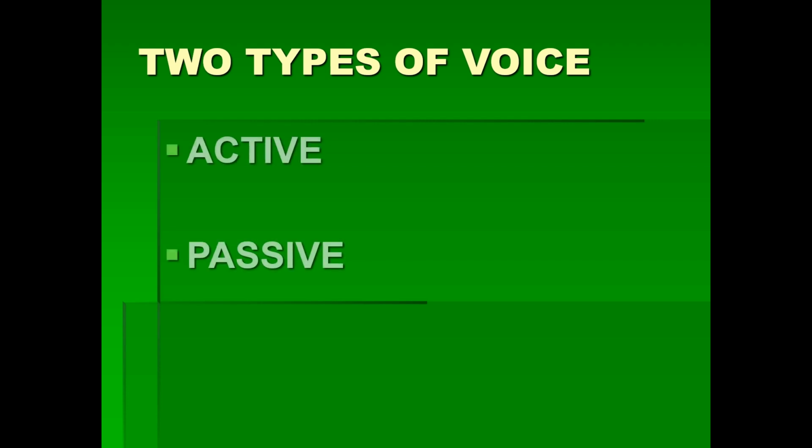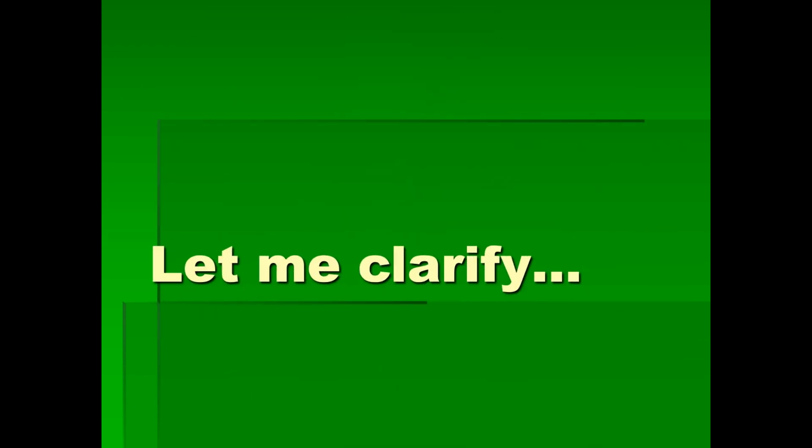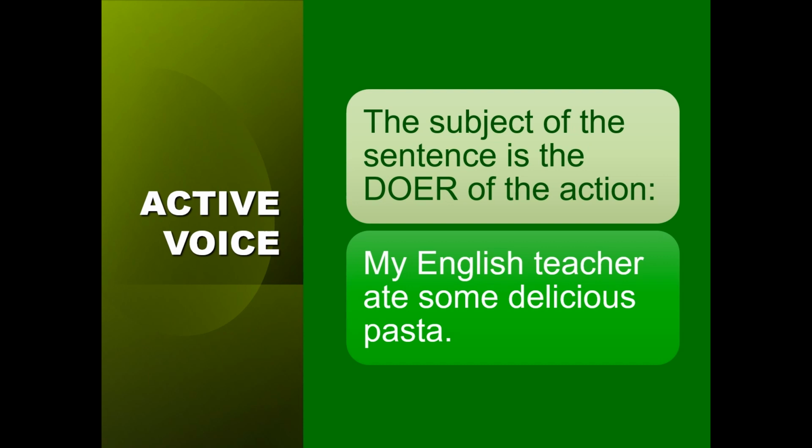Now you must remember there are two types of voice, active and passive. That's the first thing you must make sure you understand. Let's begin with active voice. With active voice, the subject of the sentence is the doer of the action.